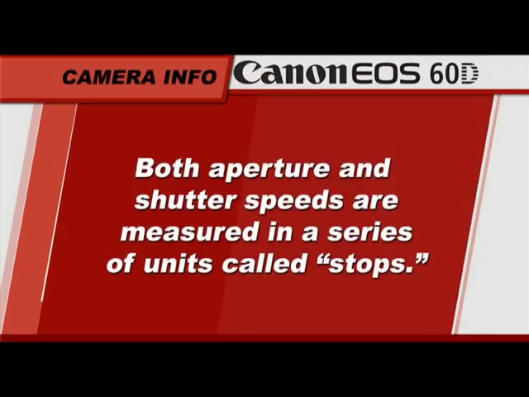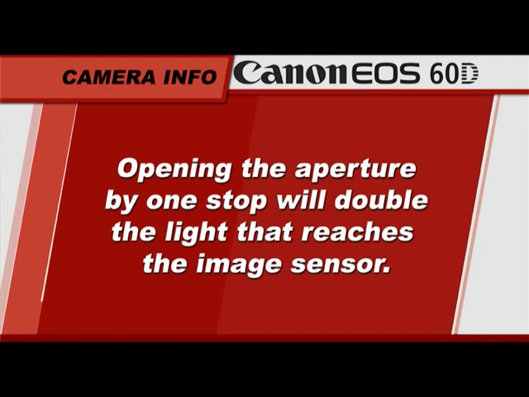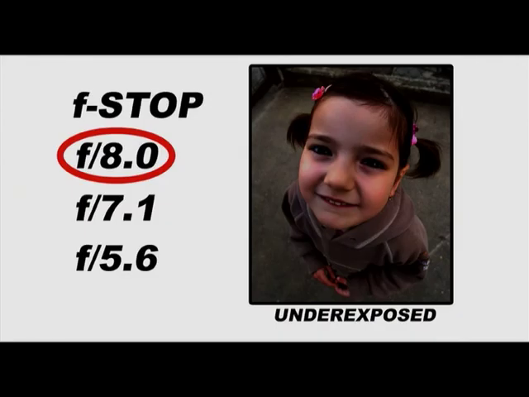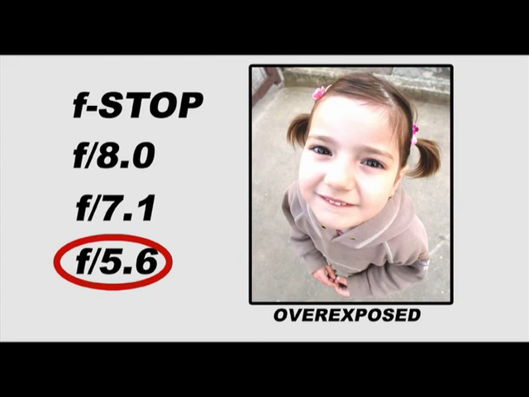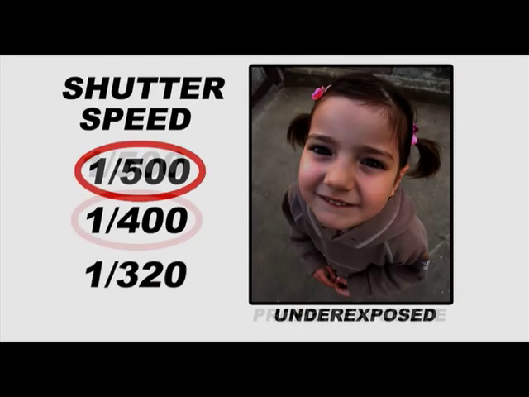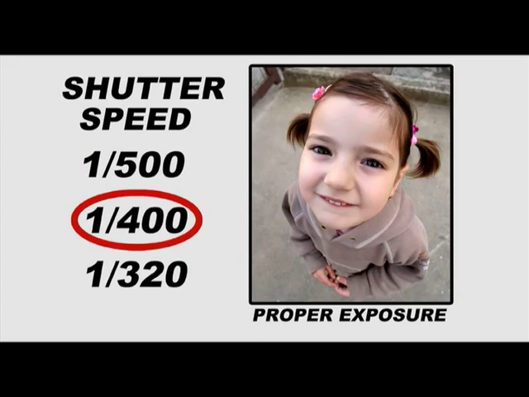Let's briefly examine one more photographic concept: aperture and shutter stops. Both shutter speeds and aperture have a standard series of settings called stops. Opening the aperture by one stop will double the light that reaches the sensor. Similarly, speeding up the shutter by one stop will cut the light that reaches the sensor in half. By opening the aperture one stop and speeding up the shutter one stop, you'll keep the exposure constant.